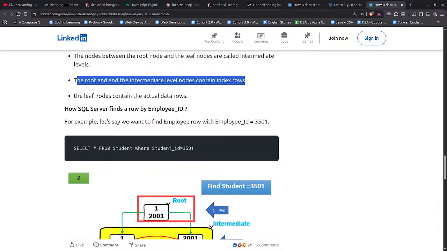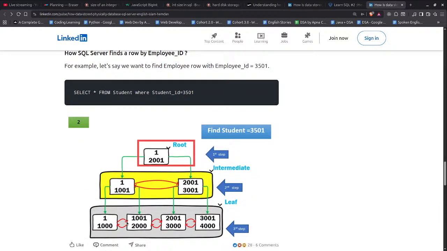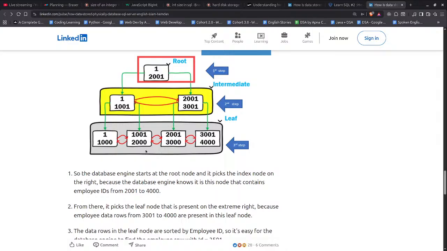So how does SQL Server find a row by employee ID? For example, let's say we want to find a row with the employee ID 3501. So select everything from student where the student ID is 3501. So find 3501. We have the first step, we look for it here, then the second step, look for it here, the third step, look for the data.